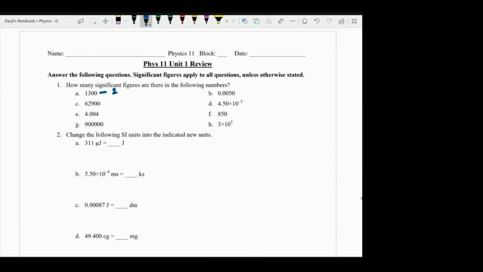two sig figs, and then for letter B, this is also two sig figs. And then for letter C, that would be three sig figs. And then for letter D, again, this would be three sig figs. You're just gonna count this part here if it is written in scientific notation.